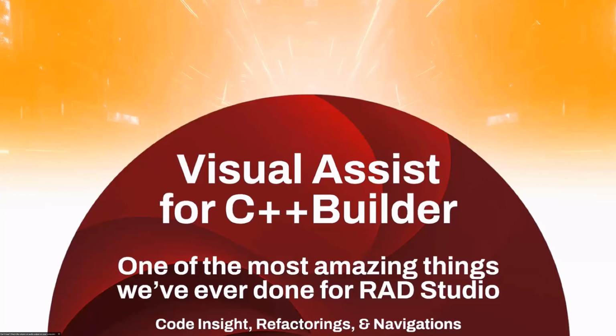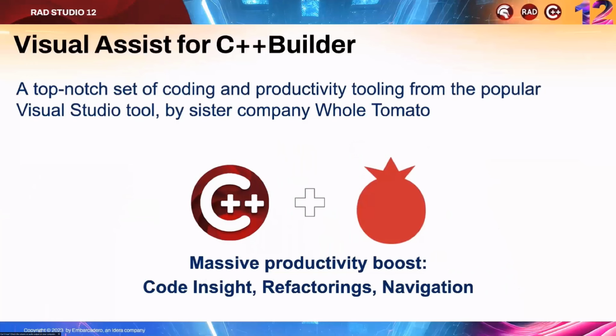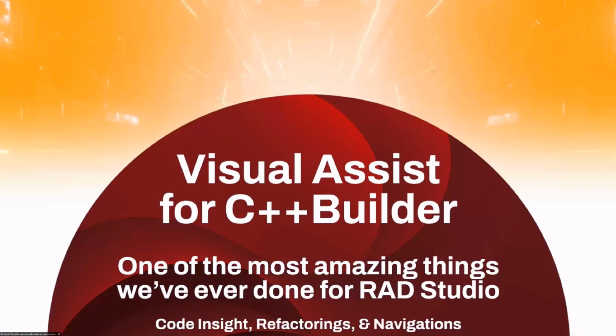Yeah, and I want to start with what I think is one of the most amazing things we've ever done for RAD Studio, and that's the inclusion of Visual Assist for C++. Visual Assist is a sister product within Idera, and is a productivity plugin for C++ and C# developers using Visual Studio. Pretty much any software you use has been written with its help. I can't name names, but I can say that you've likely used multiple items of software already today, or even possibly to watch this right now, that Visual Assist helped create.